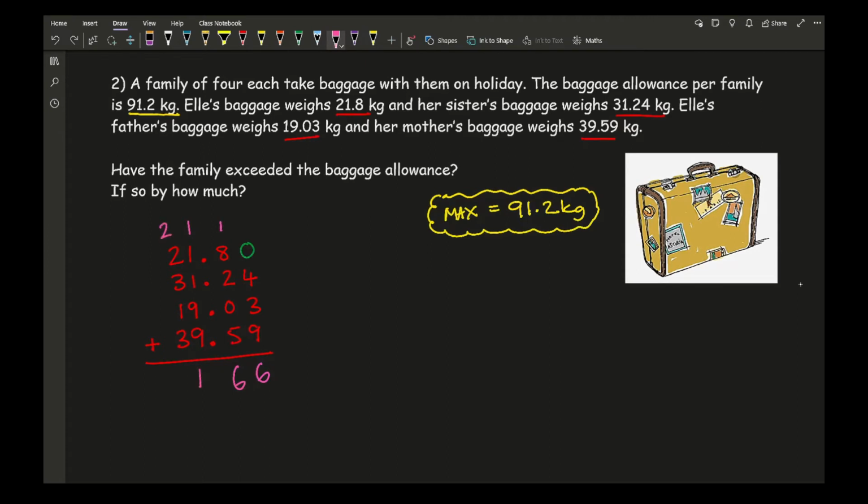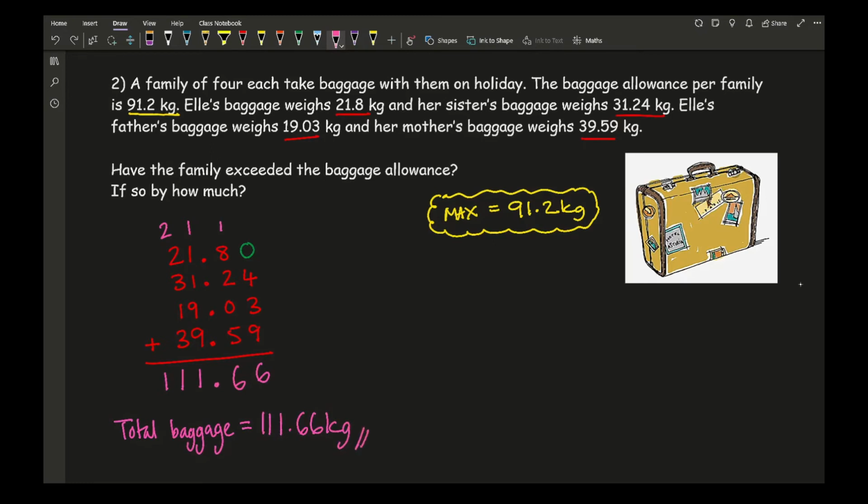And there we go, just adding the decimal point there. And then I've got 2 plus 2, which is 4, plus 3, 7, 8, and then 11. So looking at this, then the total baggage comes in at 111.66 kilograms.